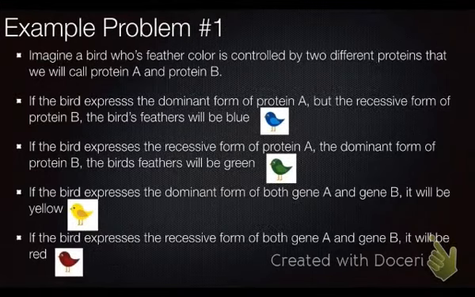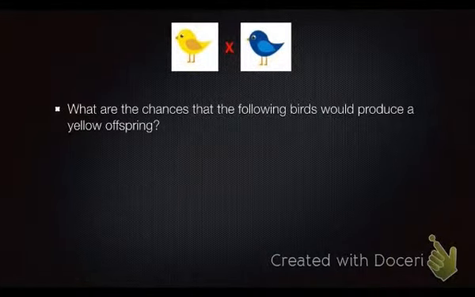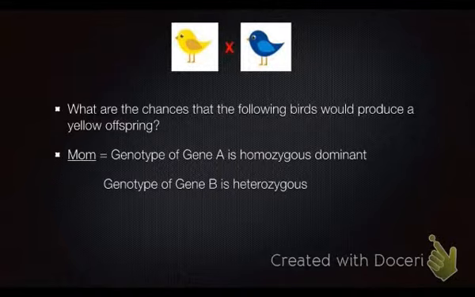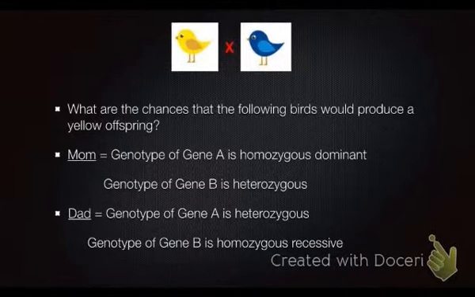So there's my setup. All of these different birds are all the same species of bird. They just end up with different feather colors depending on which version of gene A and gene B they inherit. So what are the chances that with that setup, the following birds would produce yellow offspring? We're going to say that mom has a genotype where gene A is homozygous dominant, and gene B is heterozygous. And then the dad bird, gene A, he's heterozygous, and gene B, he's homozygous recessive.